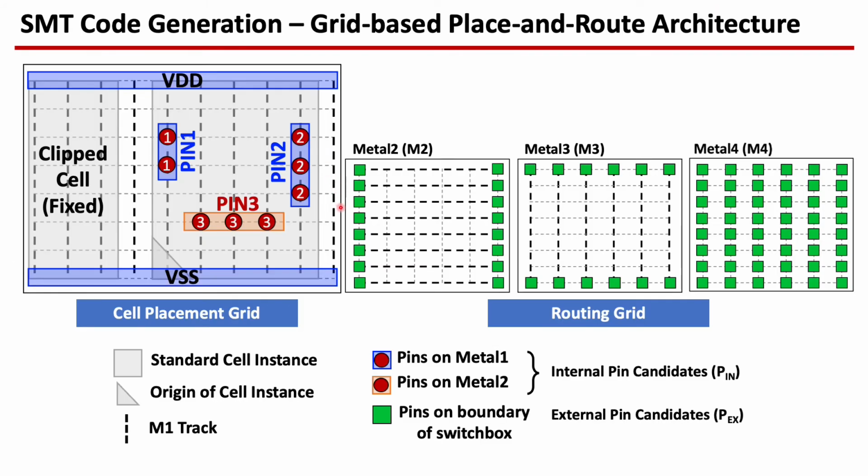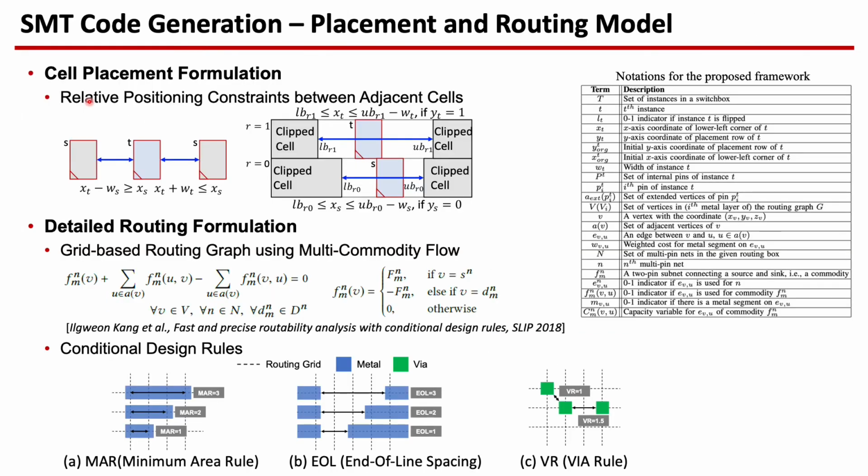The switchbox has obstacle elements represented in the gray rectangles that should be fixed during the ECO operations. We define the grid-based placement and 3D routing graph composed of 4 metal layers. Cell instances and I/O pins are aligned with M1 vertical tracks and gate poly of the standard cell. The external pin of a switchbox is located along the boundary of the switchbox, which corresponds to the pre-routed result. We utilize the relative positioning constraints for the placement problem and adopt grid-based multi-commodity network flow and conditional design rules for the detailed routing formulation. Three fundamental grid-based design rules are implemented by assuming sub-7 nanometer technologies that are based on EUV lithography.